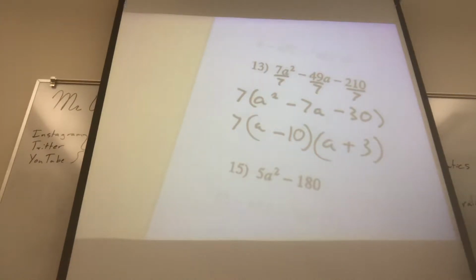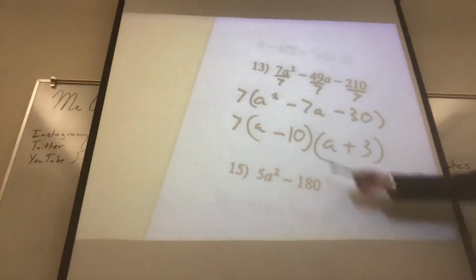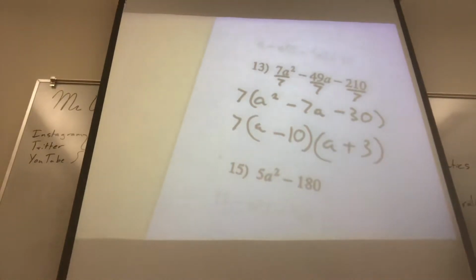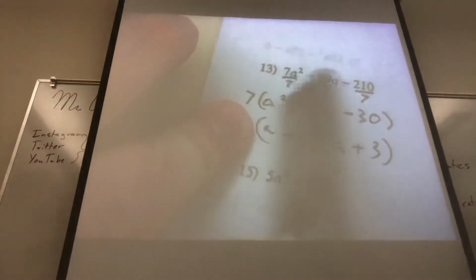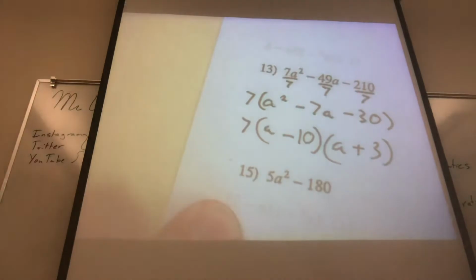Now, this being a multiple choice test, there are odds that there's going to be a problem like this, where there is a GCF, and it will put just these two factors, a minus 10 and a plus 3. But remember, you have to be able to take all of the factors, multiply them together, and get back to what you started with. Without the 7 in front, this will not multiply back together to make 7a squared minus 49a minus 210.